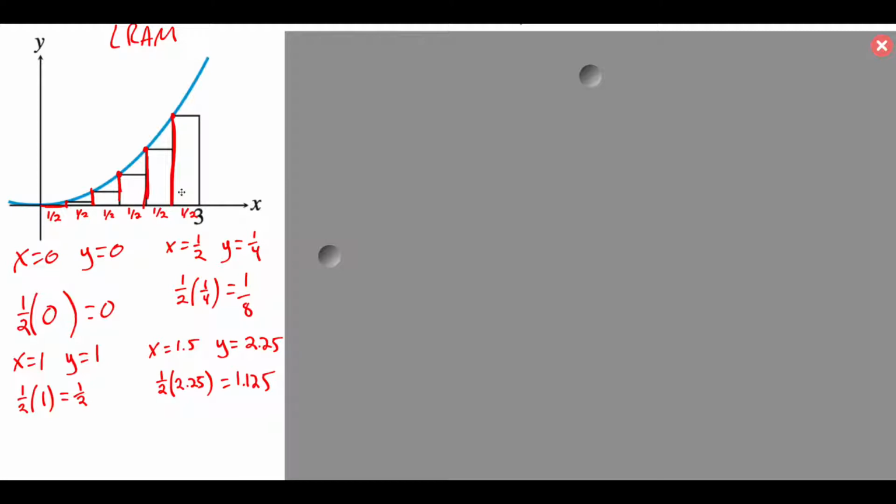Okay, so that was our fourth rectangle. We've got 2 more rectangles to do. So we're another half over. So now we're at an x value of 2. And if I plug that into my function, that's going to give me a y value of 4. So again, the bottom width of our rectangle is a half. The height we just came up with was 4. Half of 4 gives me an area of 2.